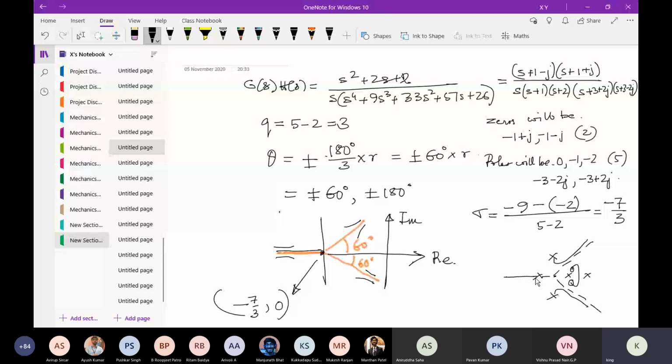Now the remaining rules are, where does it intersect or cross the imaginary axis. Crossing the real axis is not a very serious business here because of symmetry. But imaginary axis crossing is important, because wherever it crosses the imaginary axis, that is where you are going to have undamped oscillations, and those points can be derived using Routh. There is also another method we will discuss.